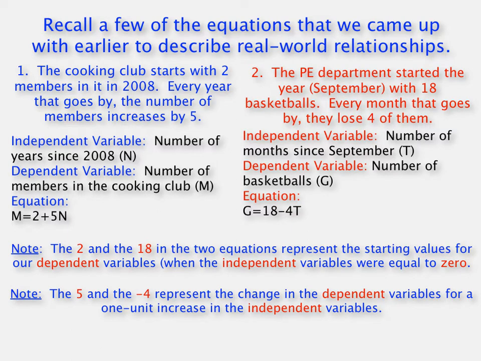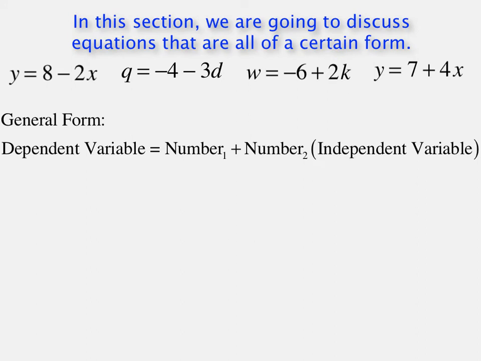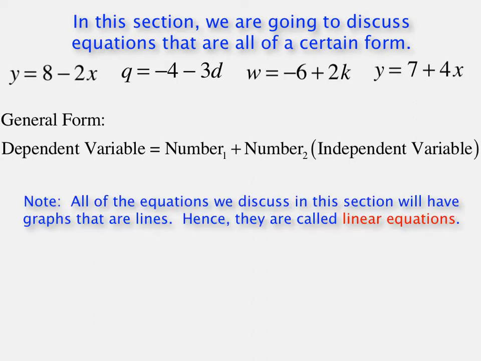And we're going to be looking at similar types of equations now, but they're not going to be bounded by any restrictions that our modeling equations had, because our equations now aren't going to necessarily be describing any real-world situations. In this section, we're going to discuss equations that are all of a certain form, like the 4 you see below. Note, every single one of the equations we look at now is going to have a graph that looks like a line, as every single one will meet the criteria we talked about in the last section. And hence, these types of equations are called linear equations.